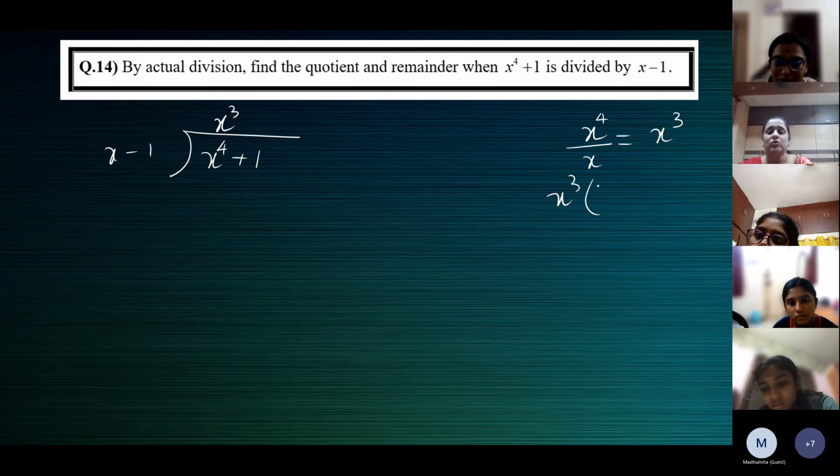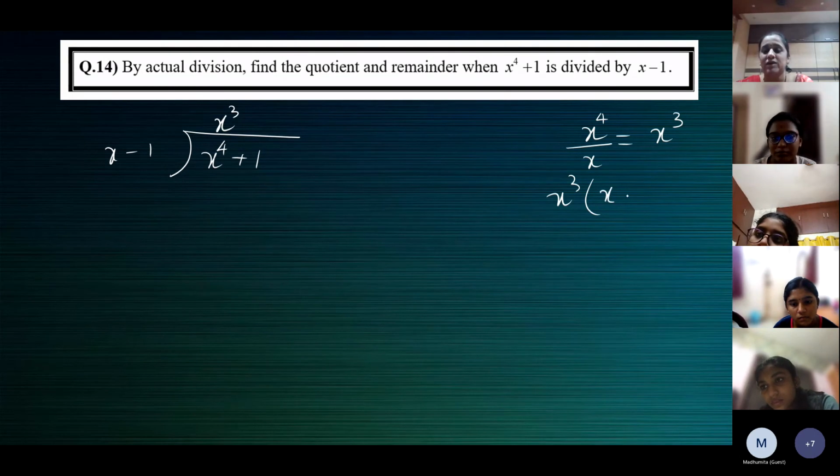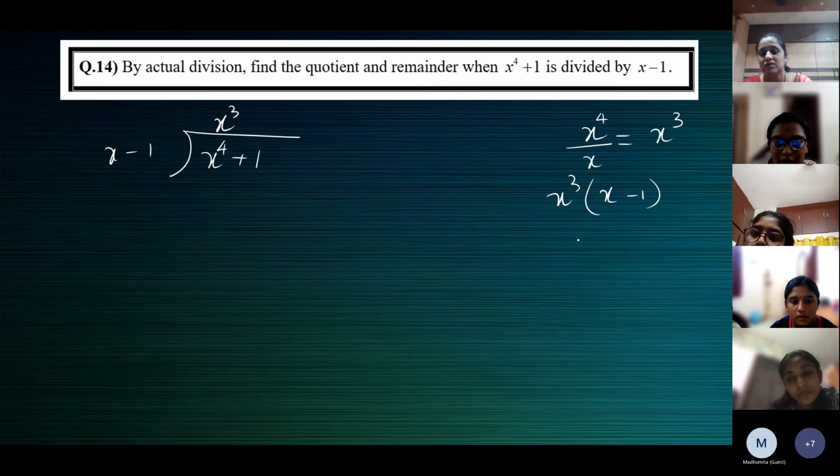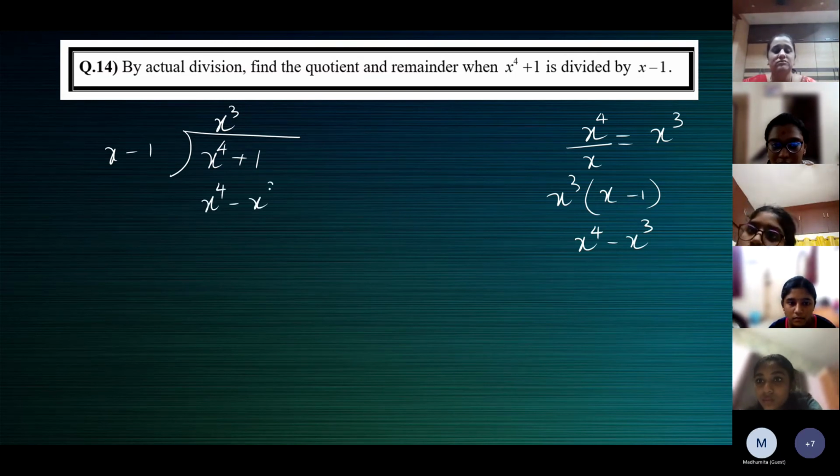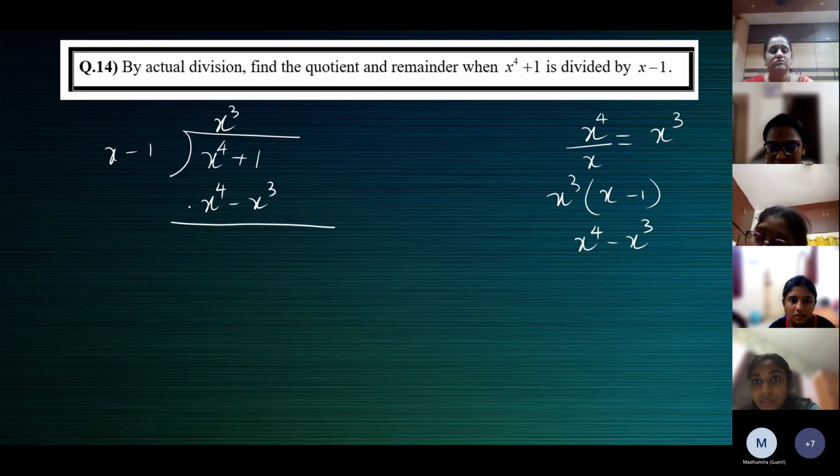Correct. So we'll multiply x cubed by x minus 1. Am I right, children? Yes, ma'am. It will be x to the power 4 minus x cubed, correct? Yes, ma'am. So can I write that, x to the power 4 minus x cubed here? Shall I change the signs? Yes, ma'am.